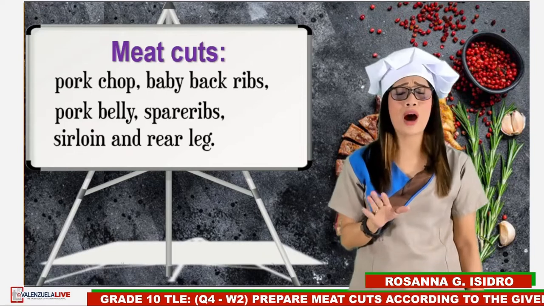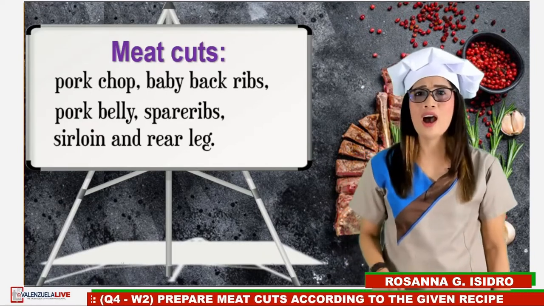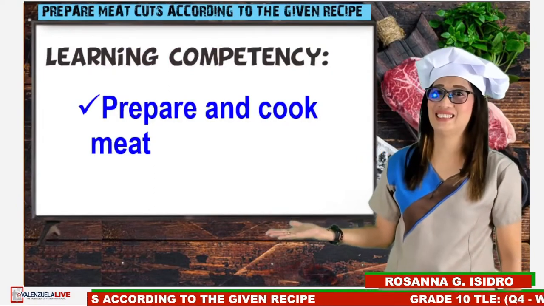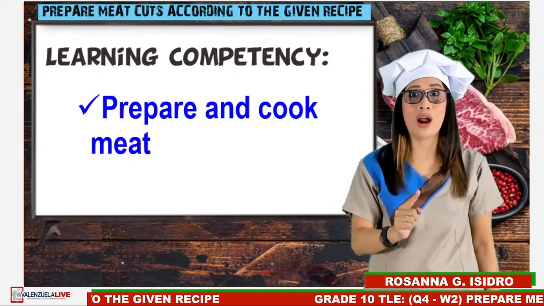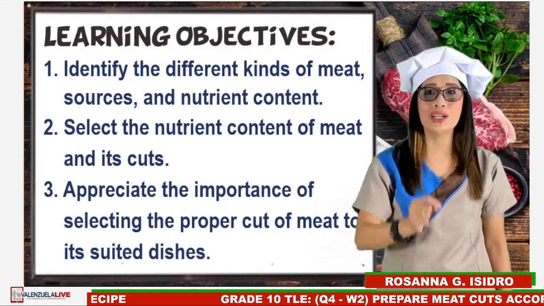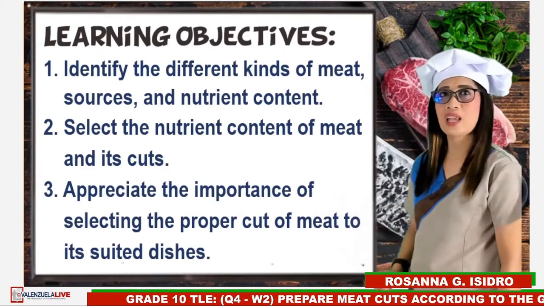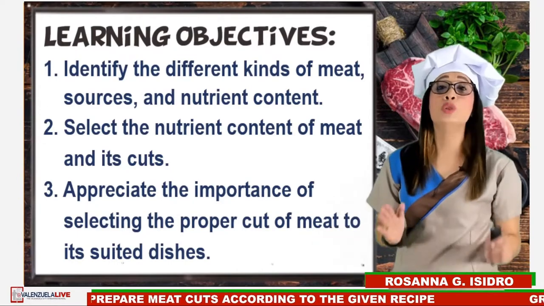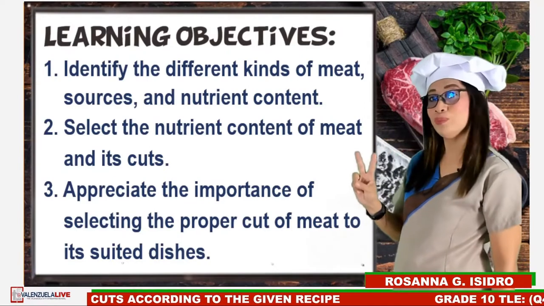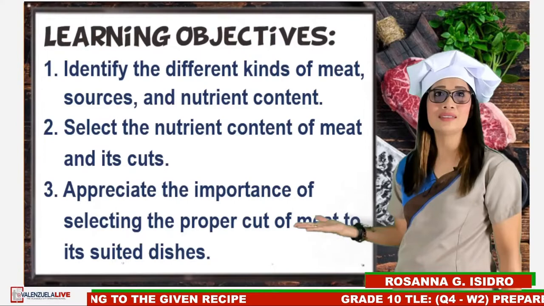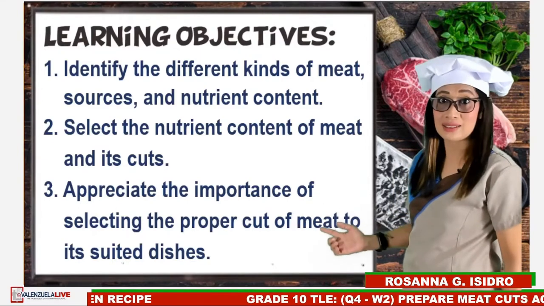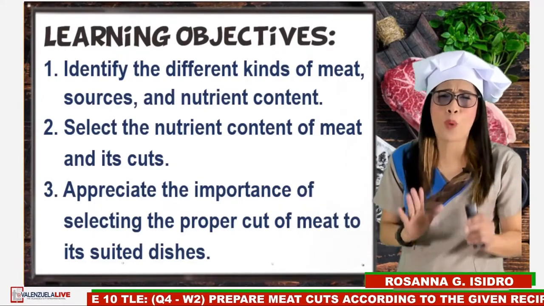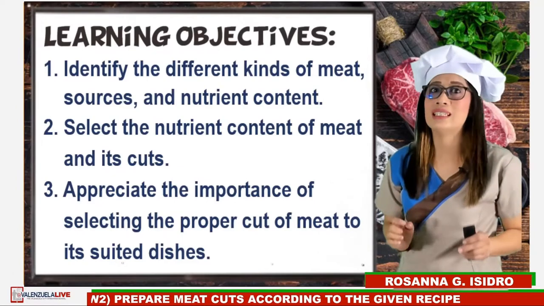Let us now turn our attention to our new topic, our learning competency, prepared and cooked meat. Our learning objectives are, at the end of the lesson, learners should be able to, number one, identify the different kinds of meat, sources, and nutrient contents. Number two, select the nutrient content of meat and its cuts. Number three, appreciate the importance of selecting the proper cut of meat to its suited dishes.